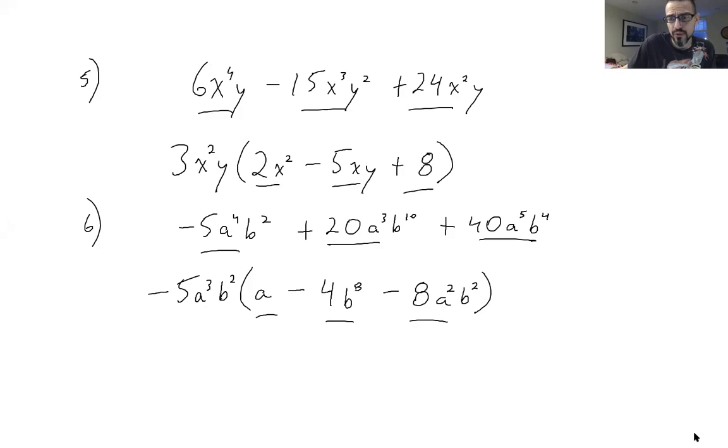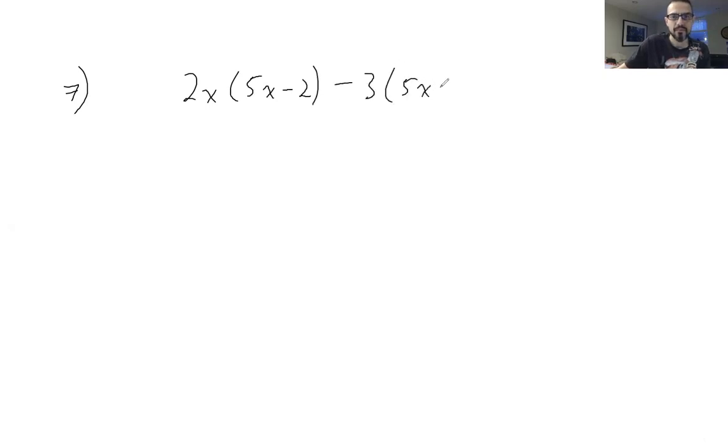Okay, so the last type of example that I want to show you is when you common factor out an expression. Number 7, let's go 2x times 5x minus 2 minus 3 times 5x minus 2. It may not look like it, but there are 2 terms here. All of this connected by multiplication creates one term, and the subtraction separates the 2 terms.